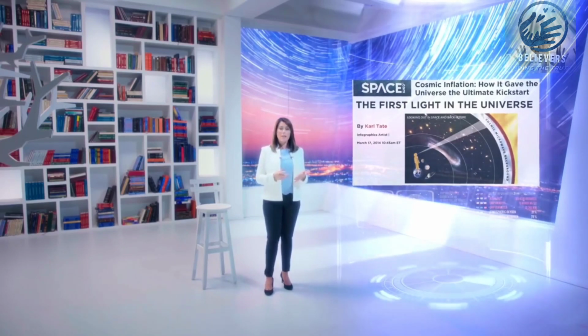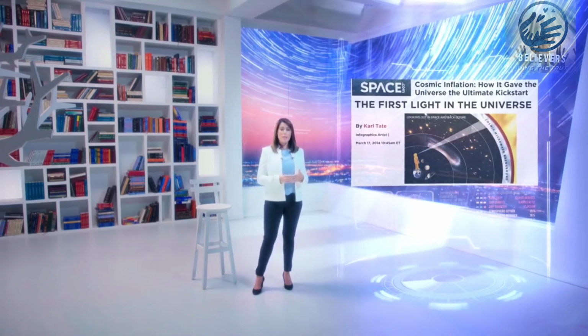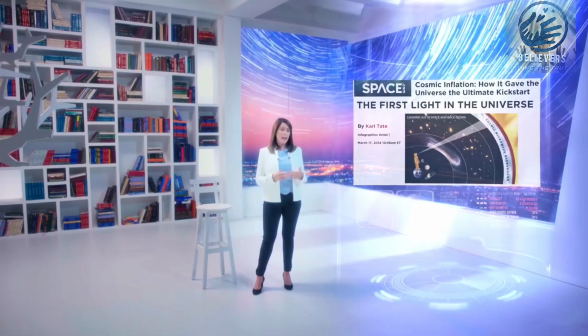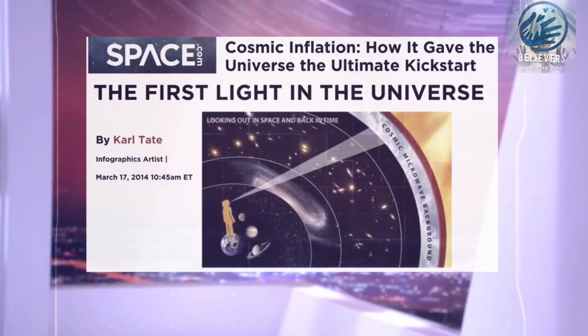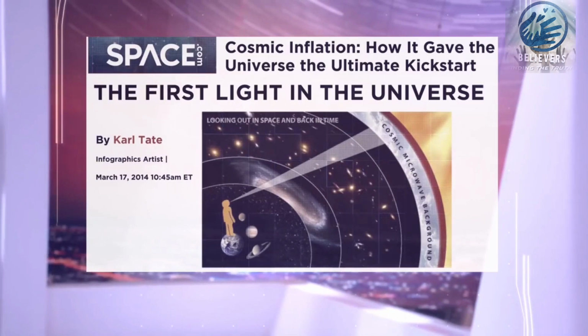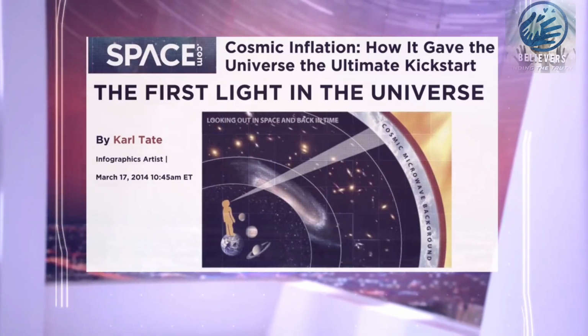It's a picture of a man standing over planet Earth and looking towards space. A caption over the image reads, "Looking out in space and back in time." The photo explains that your eyes can see back very far in time to the degree that you might see the great flash of the Big Bang itself.